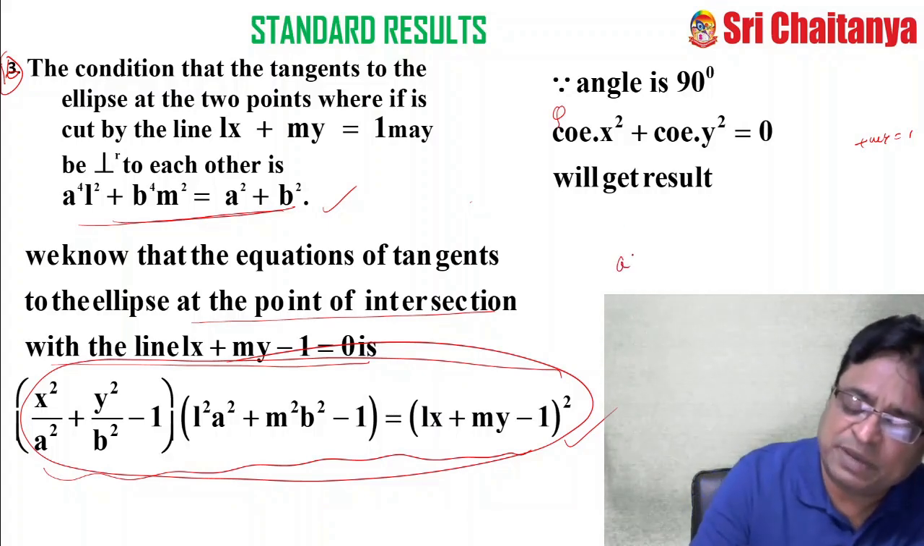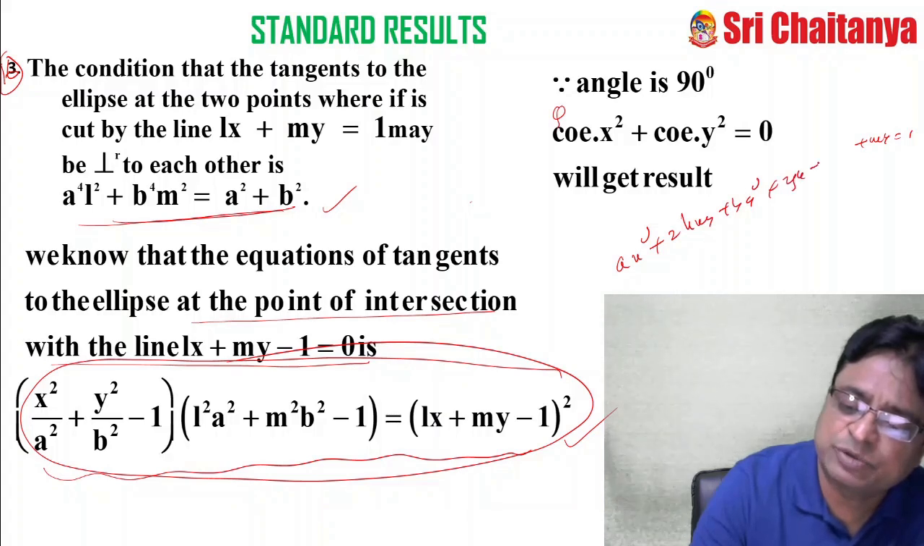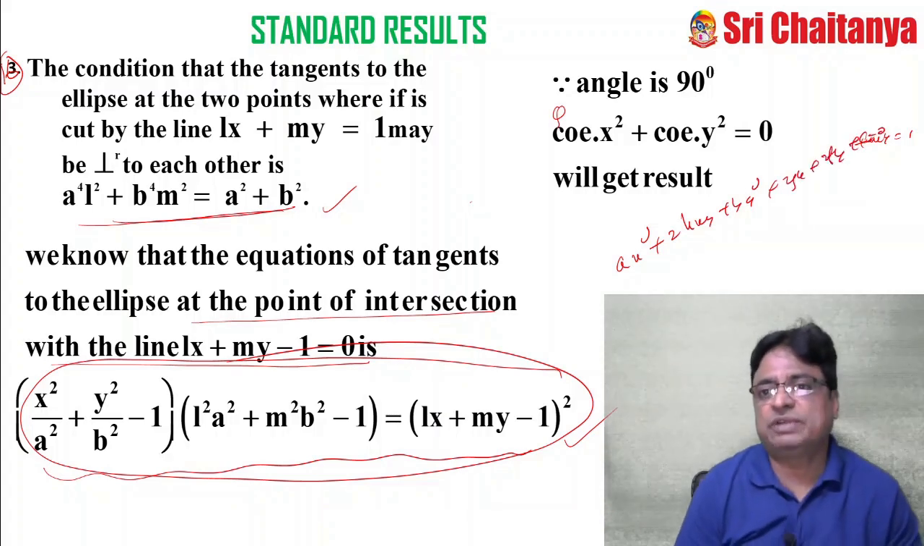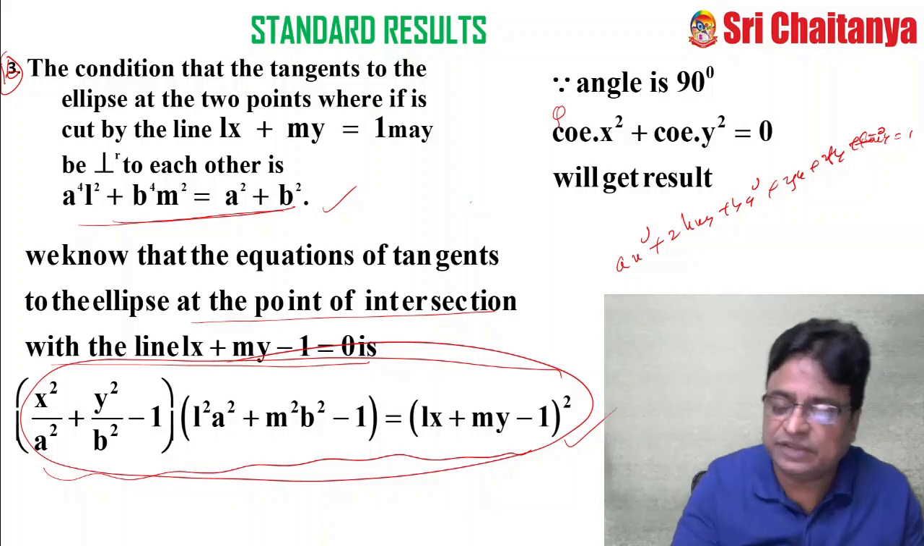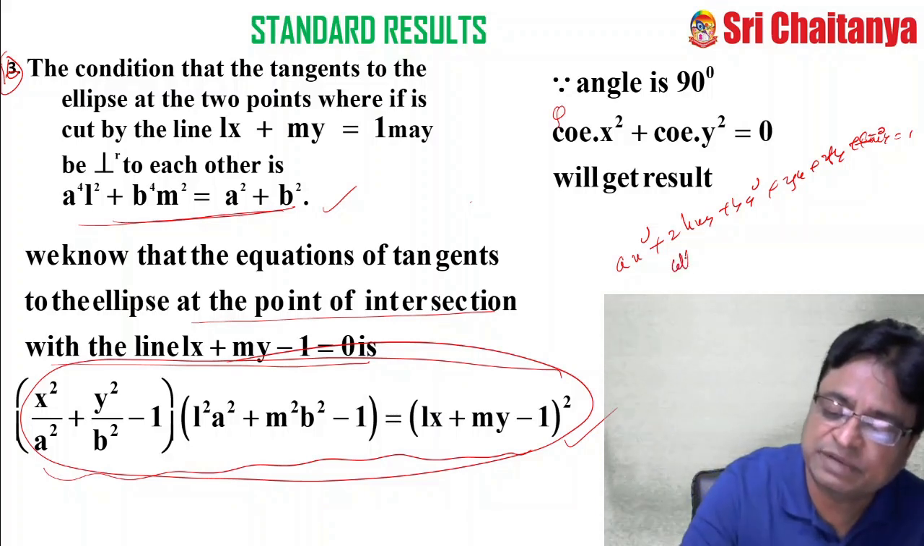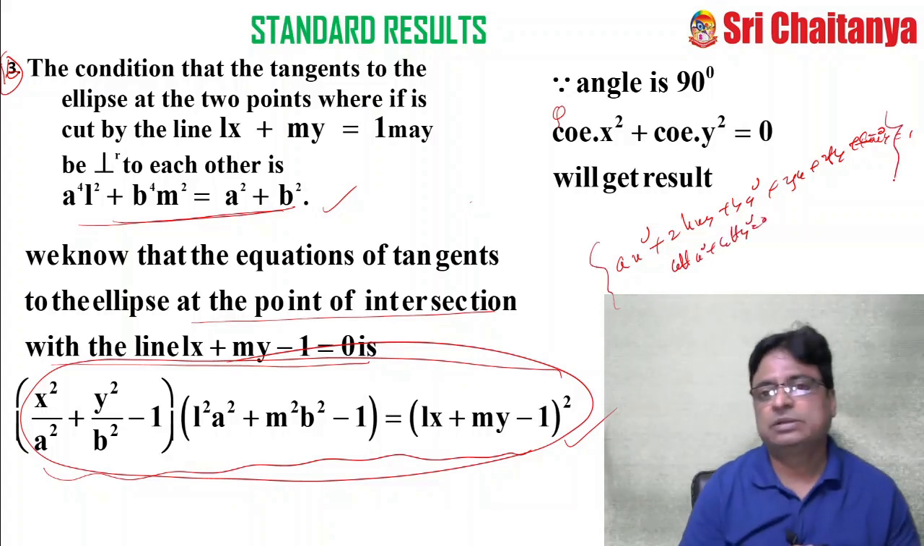If the angle between the pair of lines formed by ax squared plus 2hxy plus by squared plus 2gx plus 2fy plus c equal to 0, which is a second degree non-homogeneous equation, is 90 degrees, then the condition is coefficient of x squared plus coefficient of y squared equal to 0. Again, this is also a beautiful application in the pair of straight lines.